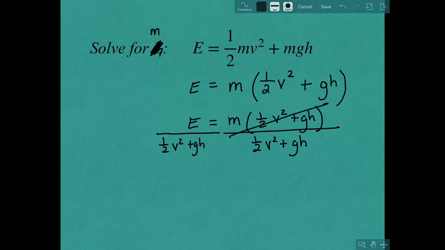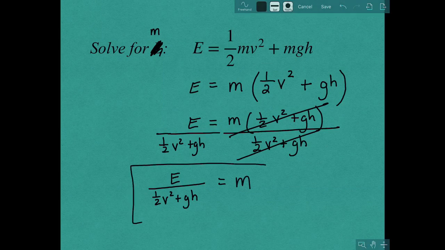The numerator cancels with the denominator for that part, and I have e over 1/2 v squared plus gh equals m. Now there's a few different ways that we could write what we have on the left, where we could rearrange this information, but if you are able to go that far, that's fantastic. And you don't have to rearrange it at this point in your math career.